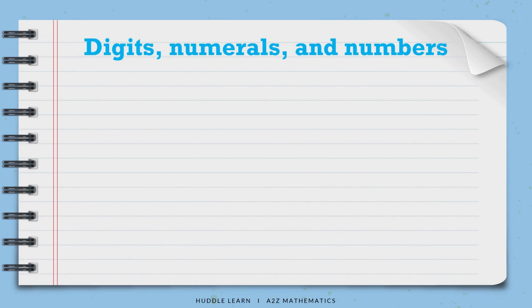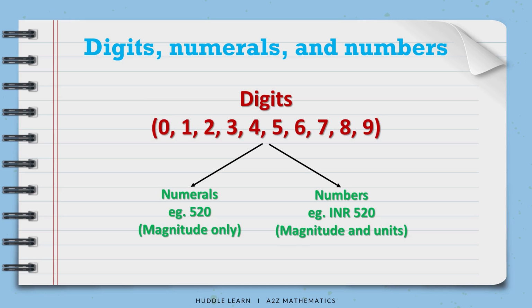Just like we have alphabets in language, the 10 mathematical symbols 0, 1, 2, 3, 4, 5, 6, 7, 8, 9 are referred to as digits. Numerals and numbers are created with digits. Now let's understand what numerals and numbers are. Say for instance, the numeral 520 signifies only magnitude, whereas the number, which is rupees 520, signifies magnitudes as well as units.